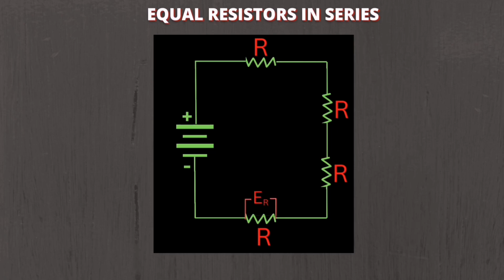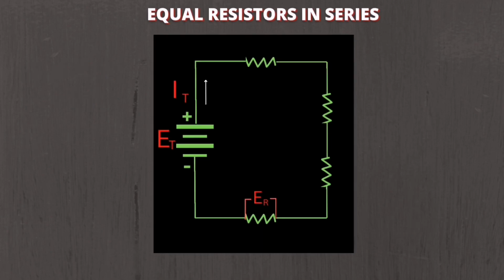We go now to the number 4 condition. The voltage drop across each resistor can be solved by E sub R is equal to E sub T divided by N, or simply I times R. Meaning, you just have to divide E total by the number of resistors, or you just have to multiply the current, which is the same across the circuit, by R in ohms.